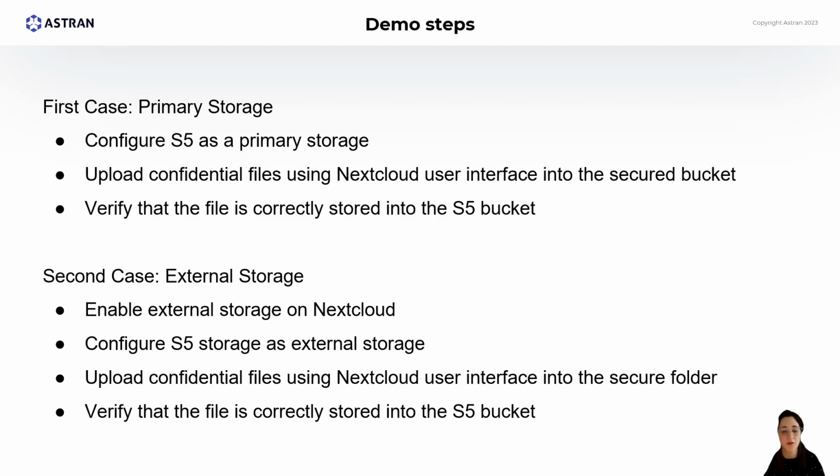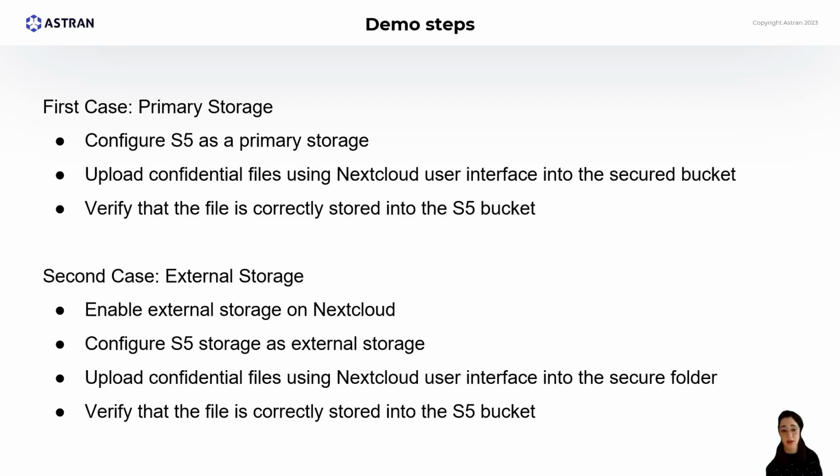NextCloud allows you to configure object storages like Amazon Simple Storage Service S3 or any compatible S3 implementation as primary storage, replacing the default storage of files. It also allows you to mount external storage services and devices as secondary NextCloud storage devices.